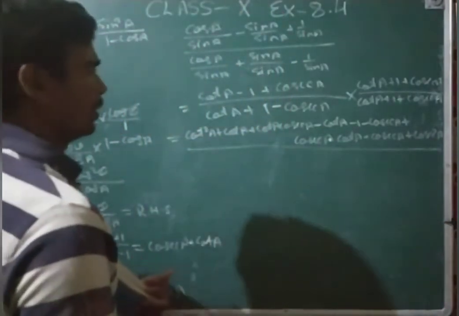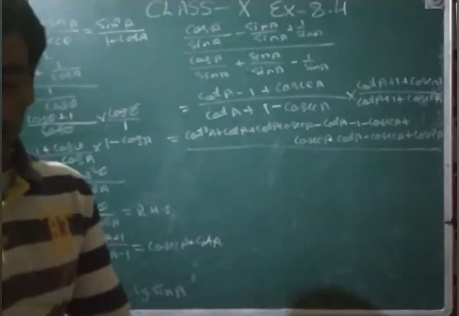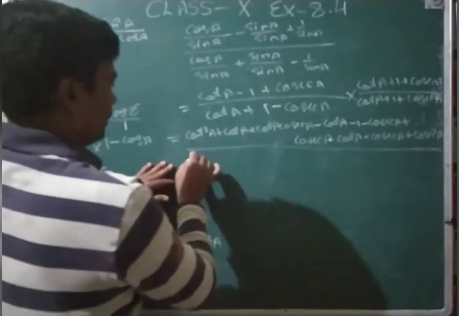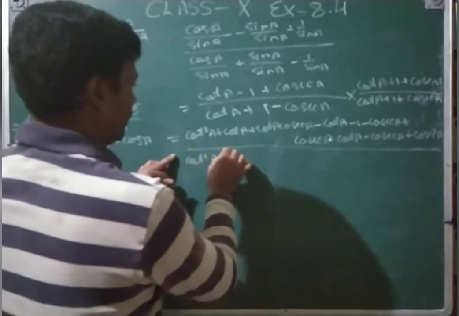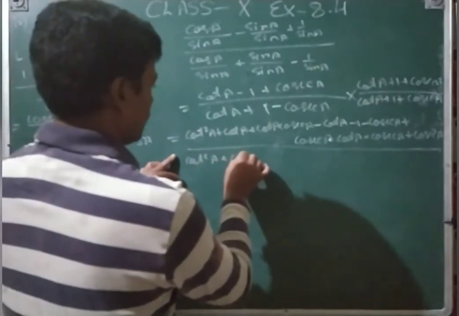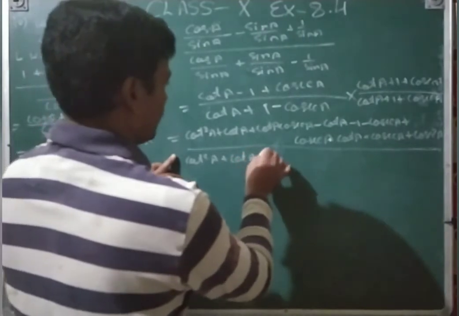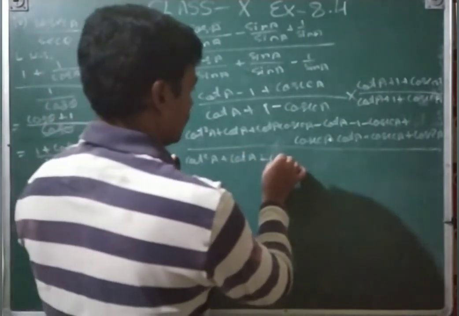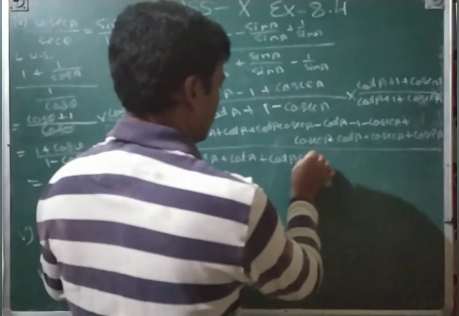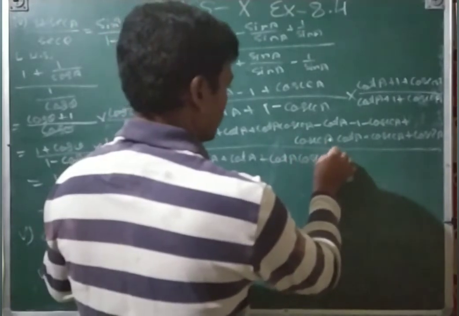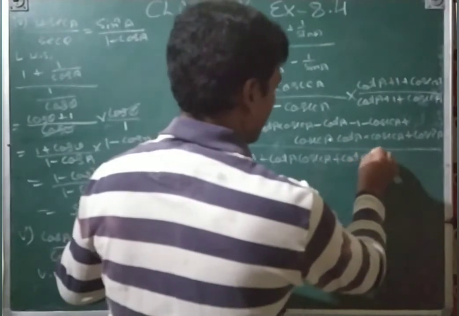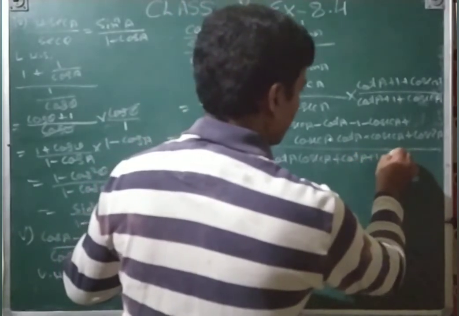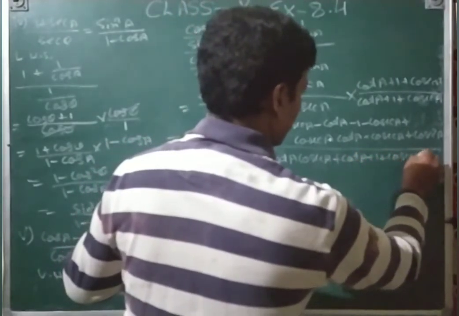Upon, same thing will become, only the sign will be changed. Same thing will become cot square A plus cot A plus cot A cosec A plus cot A plus 1 plus cosec A.